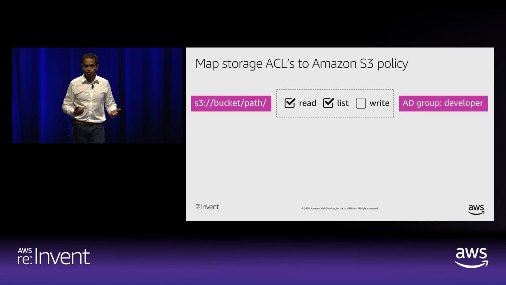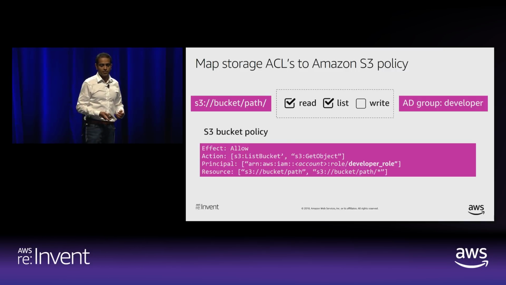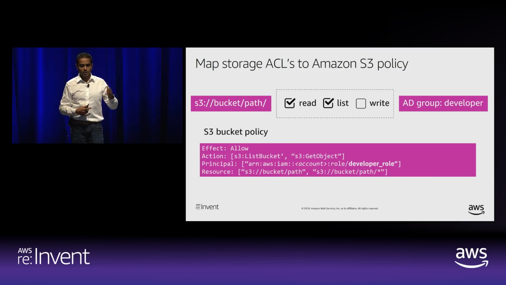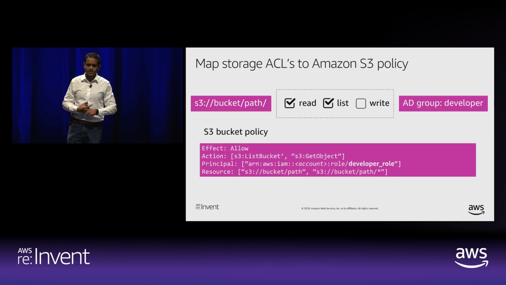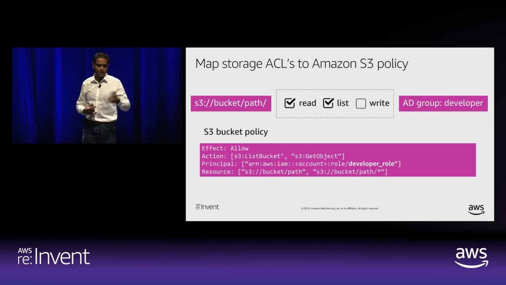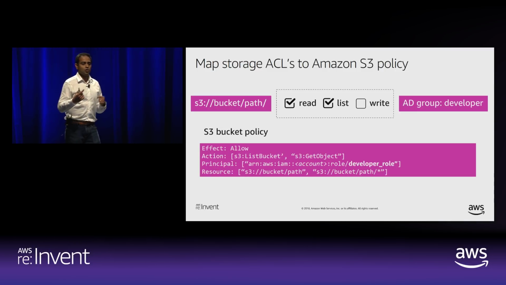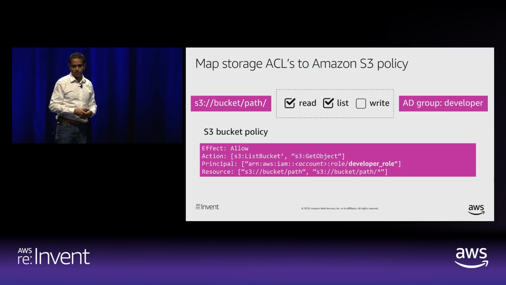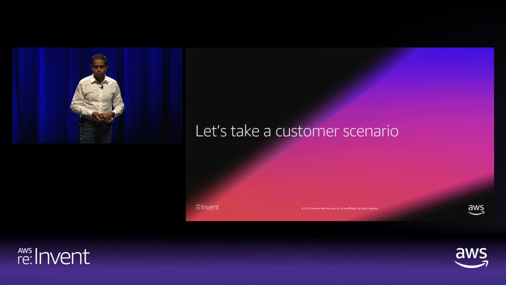Okay, moving on to the storage. S3 is not a POSIX-compliant file system, so it doesn't follow the same semantics. If you have to do a standard ACL, like read, write, execute, how would you do that? This gets mapped again to things like bucket policies. What you see on the left is a standard S3 bucket path. We have an AD group called developer. We want to give them list and get object access. So we have effect allow, action list bucket and get object, the principal being the same IAM role that the AD group is mapped to, and the resource being the path of the S3 bucket. Okay, so that's all good.